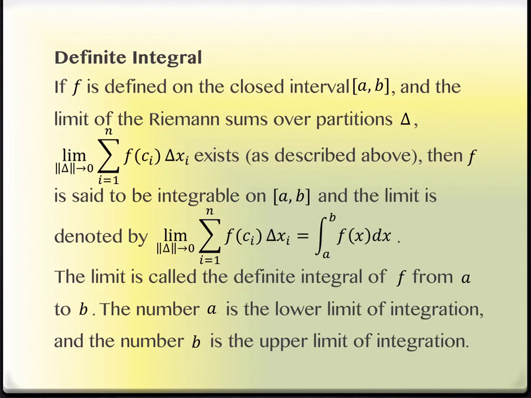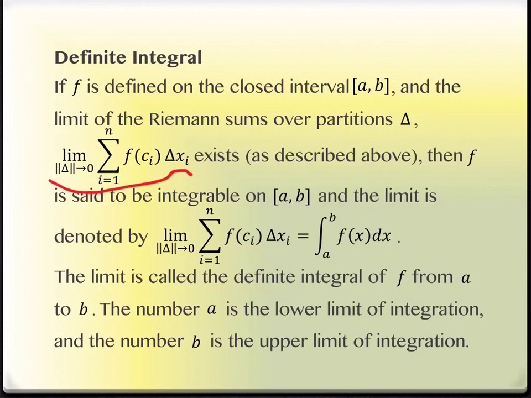A definite integral then, if f is defined on the closed interval [a, b], and the limit of the Riemann sums over the partitions delta, this is right here, the notation, exists as described above, then f is said to be integrable on [a, b].